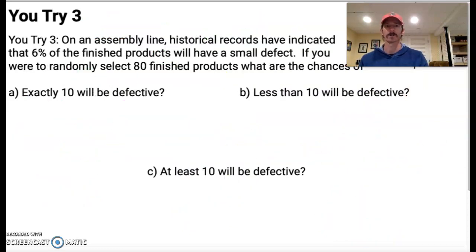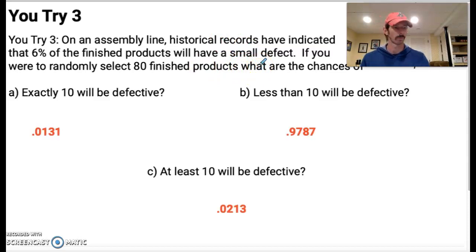All right, so here we go. You're going to pause this and you're going to try it. It should be very similar to the one we just did, except I don't think I messed with you. This one, instead of it being the opposite, I have a 6% defective rate, and I'm interested in being defective. So oddly enough, a success in this problem is defective. All right, pause it, and here are your answers.